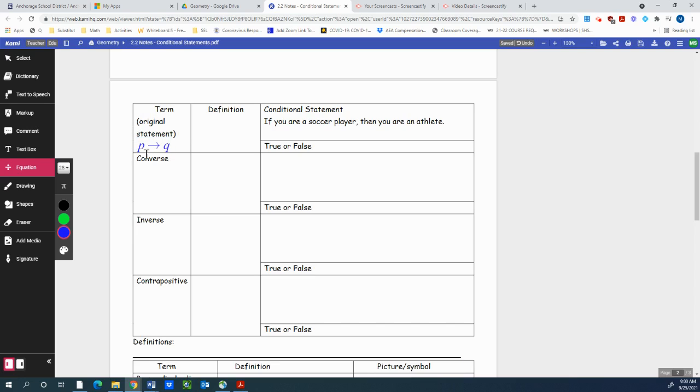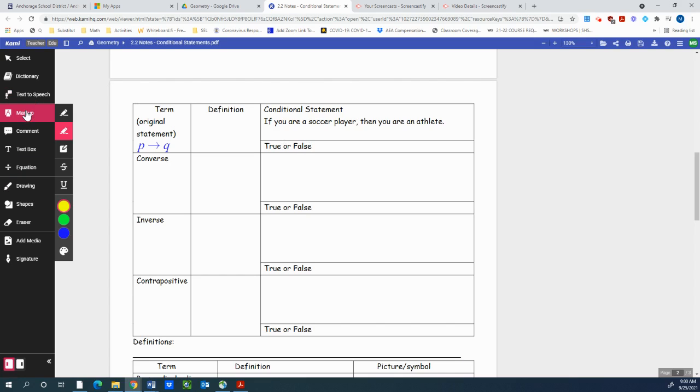Whatever is in front of this little arrow is the if part, and whatever is after this little arrow ends up being the then part. So the original statement is just written in the if P, then Q form. There is no definition to write in this box, but here's our original statement. It says, if you are a soccer player, then you are an athlete.